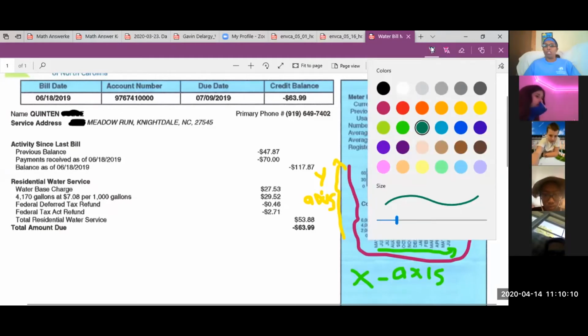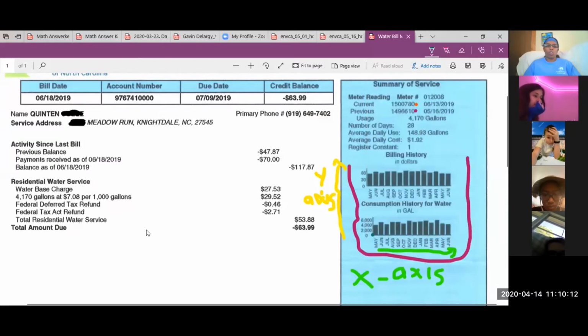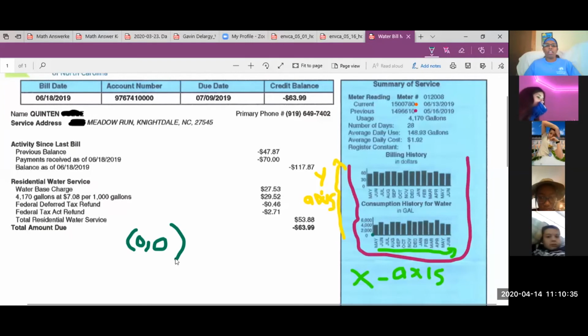Okay, the point of origin is always written like this. When you see these coordinates anywhere in the world, this is called the point of origin. Everybody understand that? Okay. So the point of origin starts at zero. So the y-axis is the number of gallons. Okay.